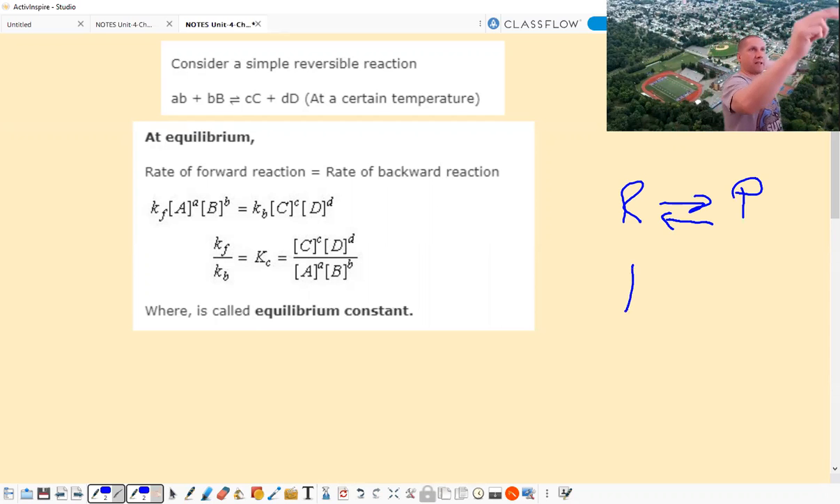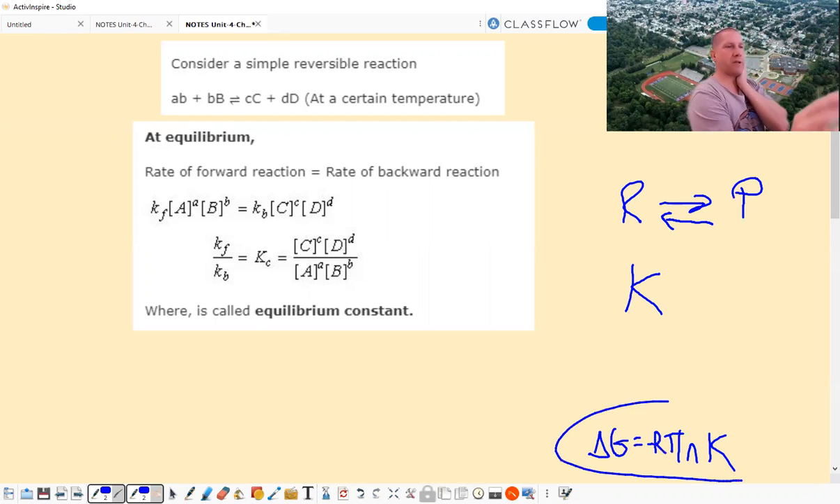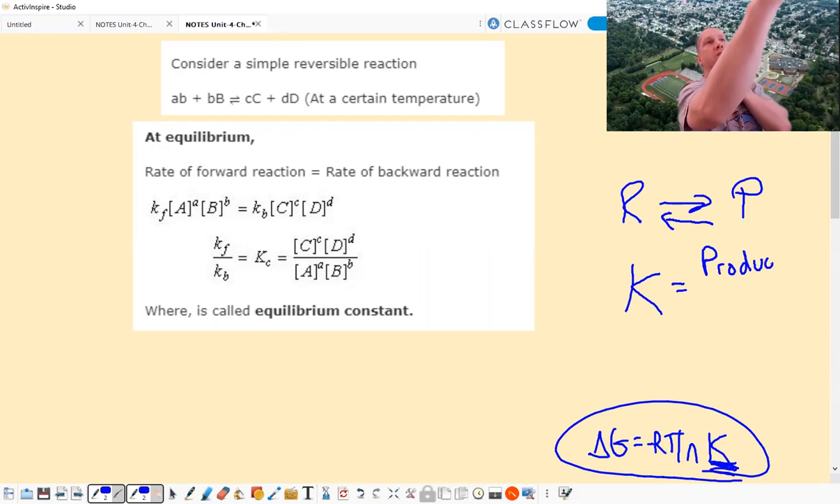When you do this, you write something called an equilibrium constant, K, capital K. We did capital K when we did ln of K with delta G, if you remember that equation. So this is the K we're talking about. Here's what we need to know. We need to add to this.